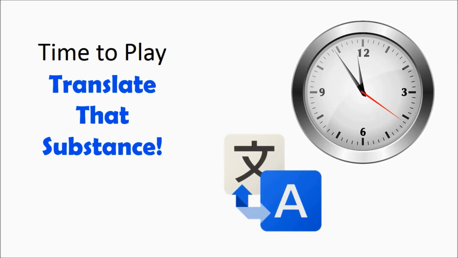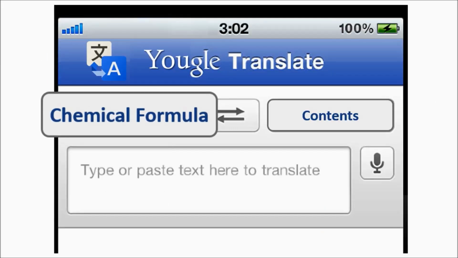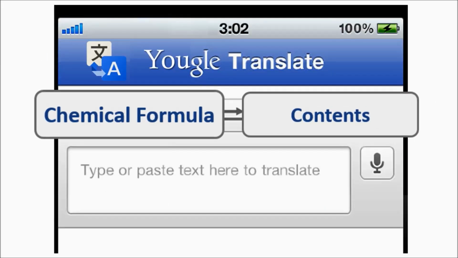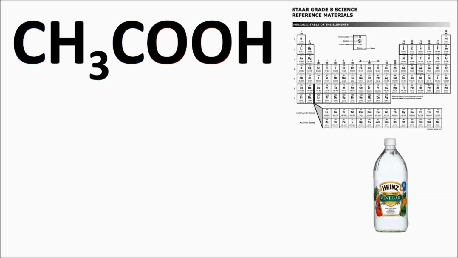Get ready! It's time to play Translate That Substance. When you're given a chemical formula, tell how many atoms of each element are present. Use your periodic table and the chemical symbols to find the elements present in vinegar. Watch out because some element symbols are written more than once.